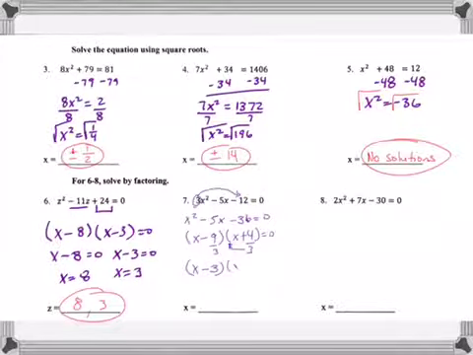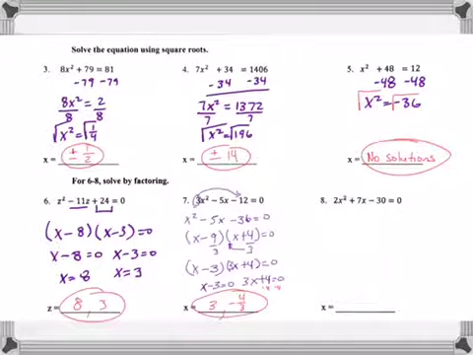So that gives me 3x plus 4 equals 0. We're going to set each of these equal to 0 and solve. So x minus 3 equals 0, 3x plus 4 equals 0. On the left, I'll add 3 to both sides, and I get one answer is x equals a positive 3. On the other one, I have to subtract 4 from both sides and then divide by 3, and I get a negative 4/3 as my other value. So my two answers are 3 and negative 4/3.